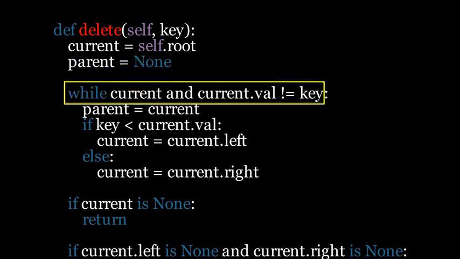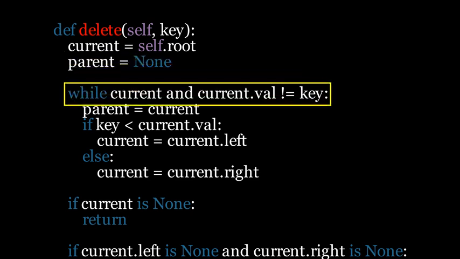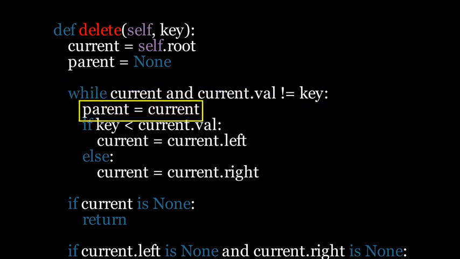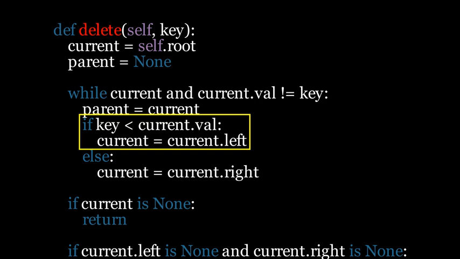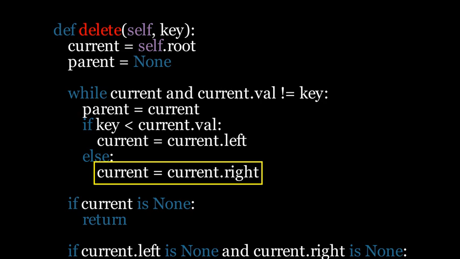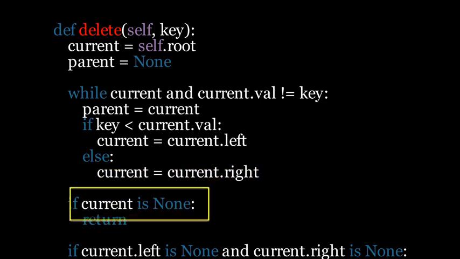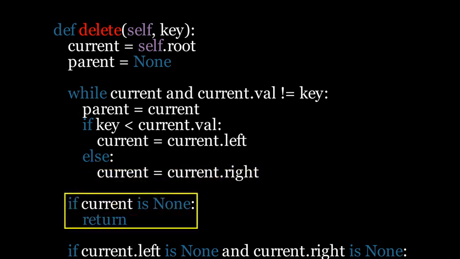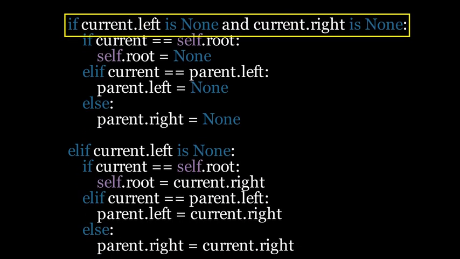First, the algorithm searches for the node with the key to be deleted. It uses a while loop to traverse the tree. The parent variable is set to the current. If the key is smaller than the current node's value, it moves to the left child. If the key is larger than the current node's value, it moves to the right child. If the current is none, it returns none. Once the node is found, the method handles three possible cases.